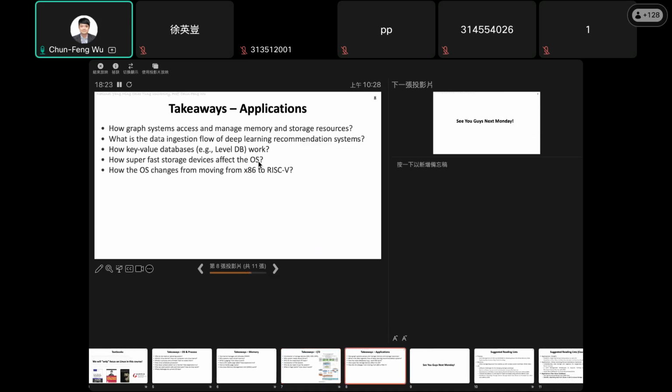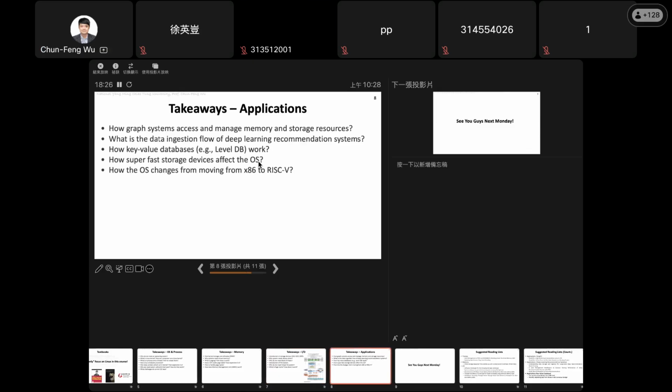The rest is applications. Sometime after those topics, we will talk about some applications and their integration with the operating system. We will talk about graph systems, key-value databases, and how super-fast storage devices, usually called ultra-low-latency SSDs, can affect operating system design, and how the OS changes when moving from x86 to RISC-V. Okay, so I think those are all the things you can learn from this course.